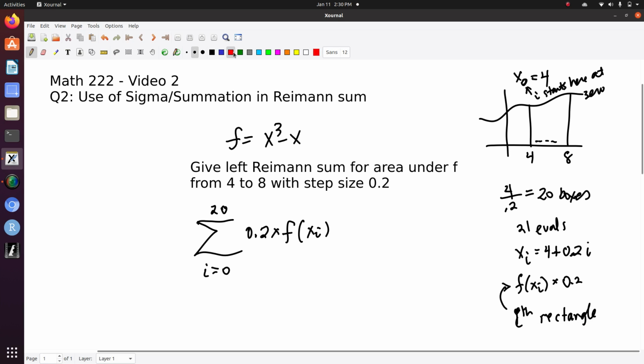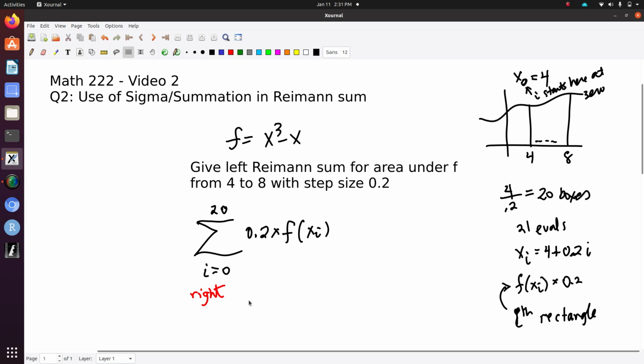Oh, what if the question is the right Riemann sum? How's it going to be different? There's a couple of different ways you can do that, but you can take advantage of this beautiful indexing here. There's 20 boxes.